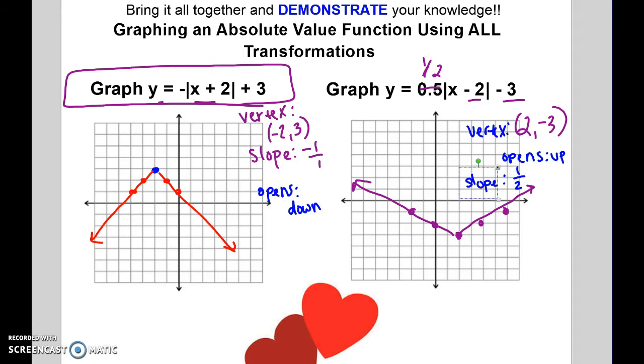Okay, so here's your answer. Your vertex is the opposite of this number, so negative 2, same as this number, comma 3. There's my vertex. It opens down because it's a negative, and my slope is a number in front. Since there is nothing, it's automatically a 1, so negative 1 over 1. From the vertex, I go down 1 over 1, down 1 over 1, and then same to the other side, down 1 over 1, down 1 over 1. And there is my graph.